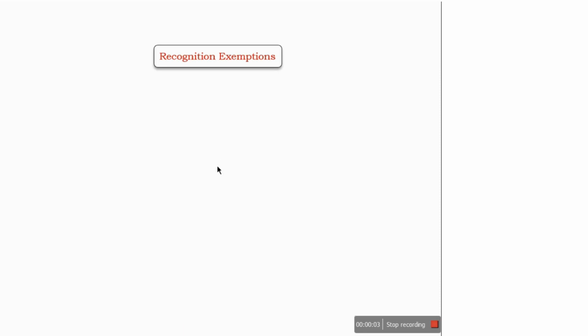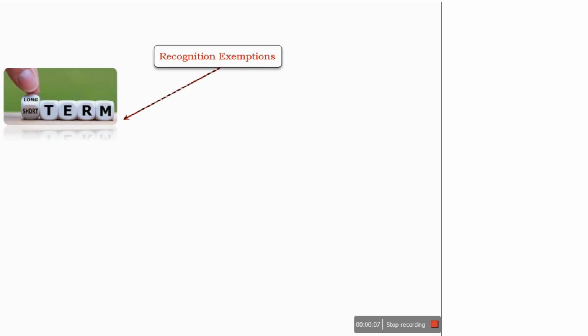IND AS 116 provides some other recognition exemptions also. First is in respect of the lease term. If the lease term is less than 1 year and it does not have a purchase option, in that case these exemptions can be opted. So both the conditions should be satisfied. Lease term should be less than 1 year and it should not have any purchase option. And if the lessee opts to apply this exemption, it has to apply it to the whole class of assets.